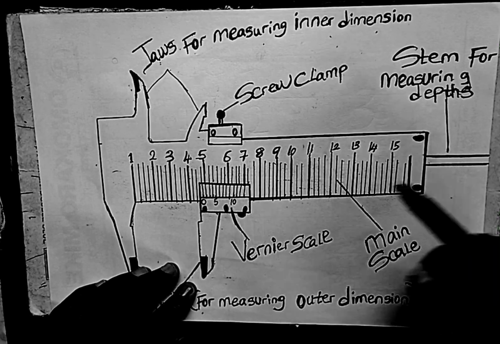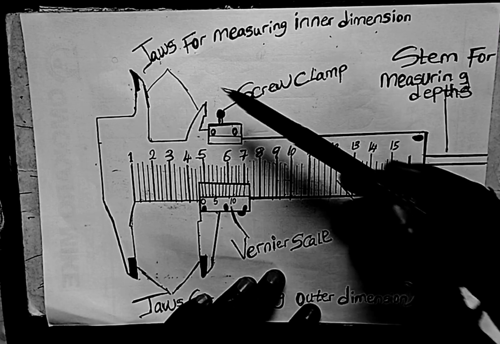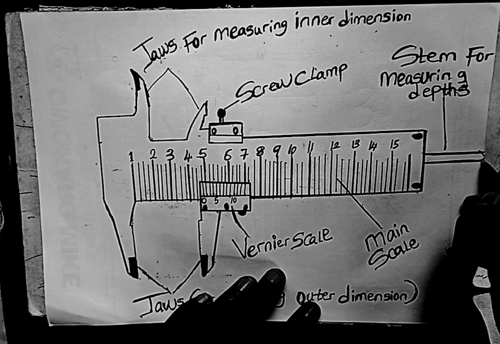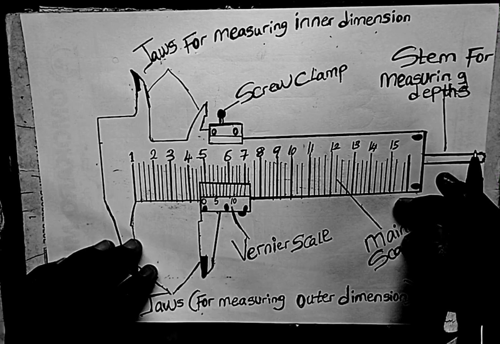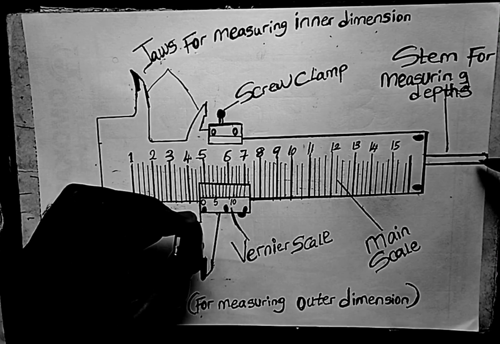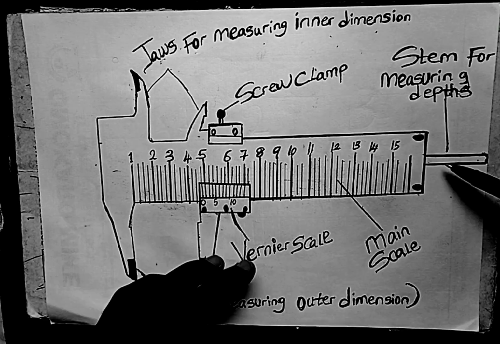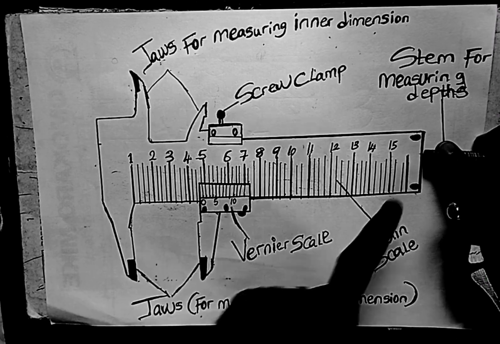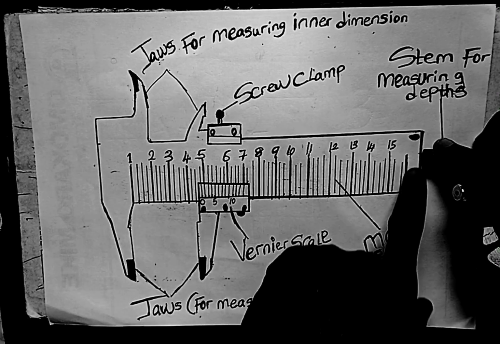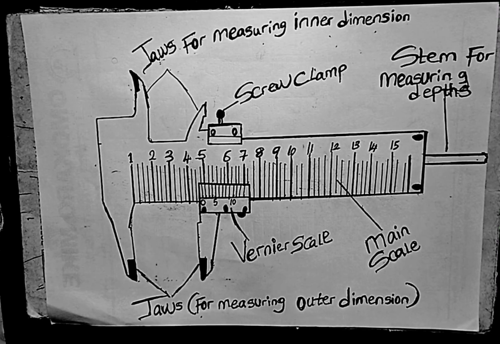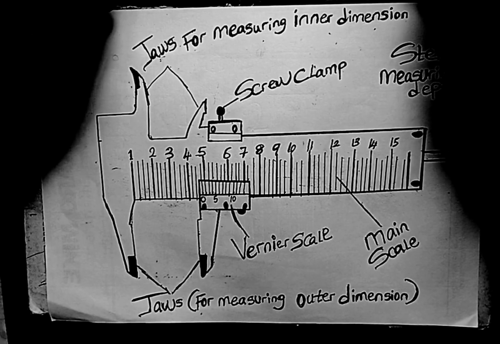All right. So the final part of the Vernier caliper is the stem. This is the stem, and it is used to measure depths of objects. For example, if I want to measure the depth of the cover of this pen, I will just take the stem of the Vernier caliper and dip it inside until this place laps completely with this part of the Vernier caliper. Then I will take my reading here and know the depth of the cover of this pen. That's that for that.